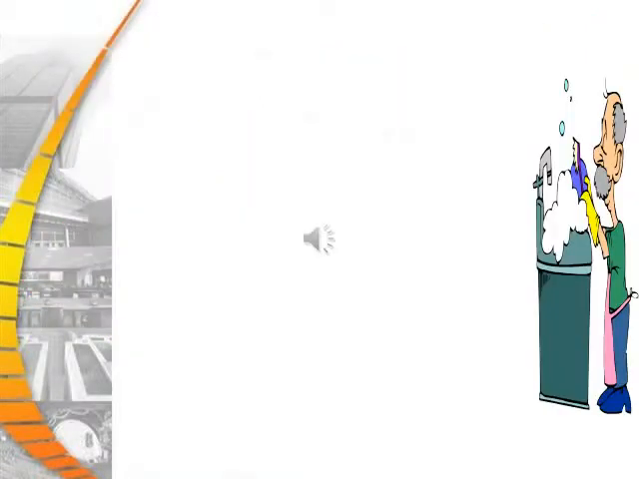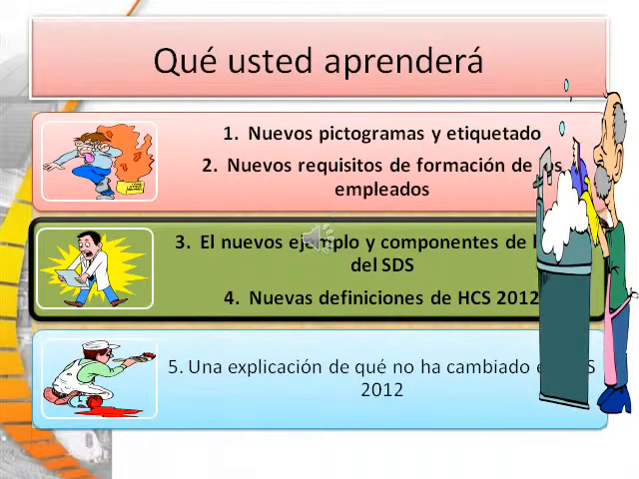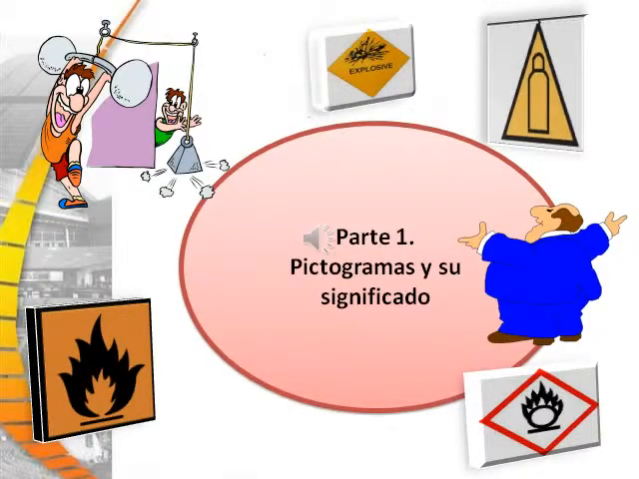What this safety program will present. We'll discuss the new pictographs and their labeling, new employee training requirements, the new safety data sheets examples and its components, the new HCS definitions, and an explanation of what hasn't changed in the new law. Part 1, Pictographs and their meanings.